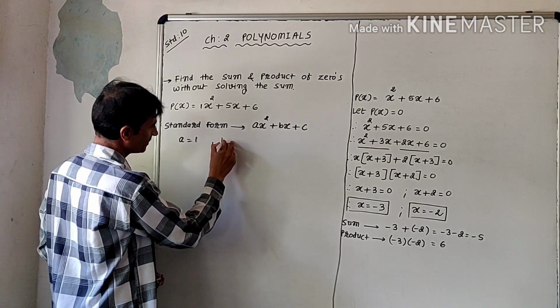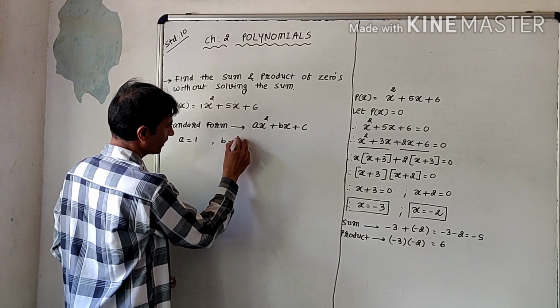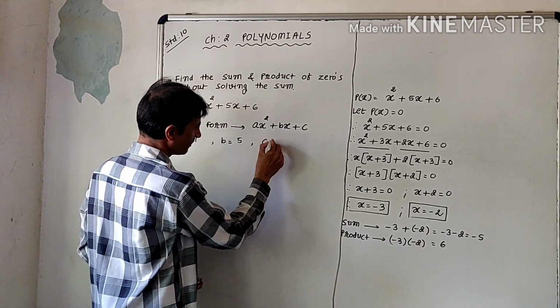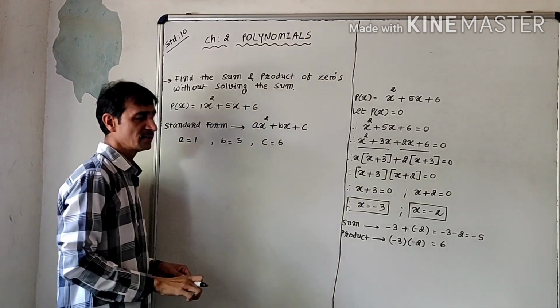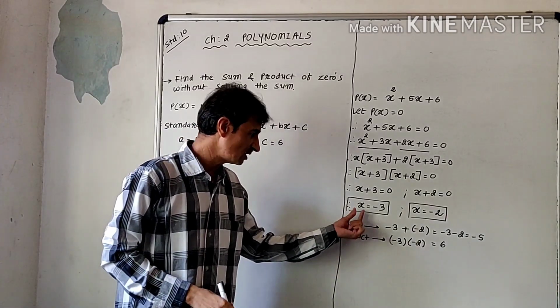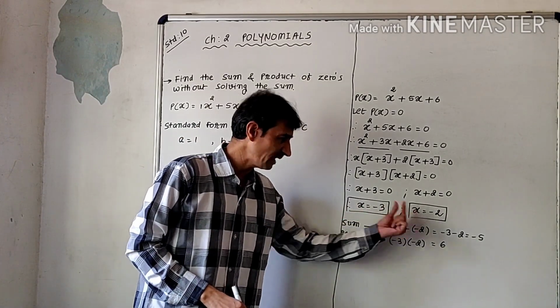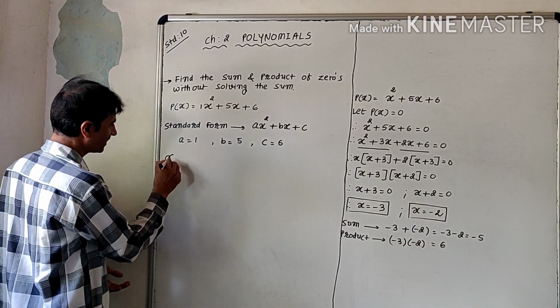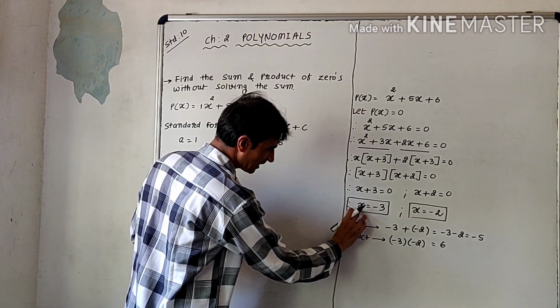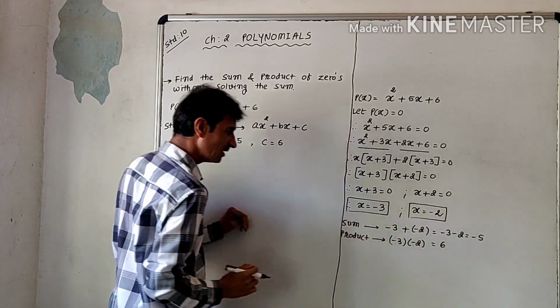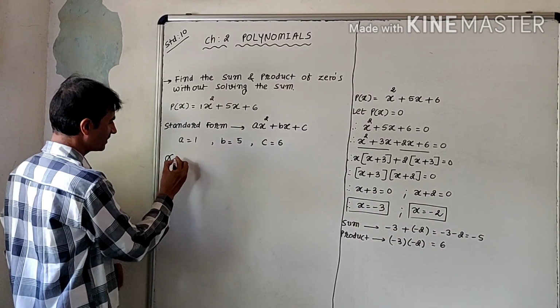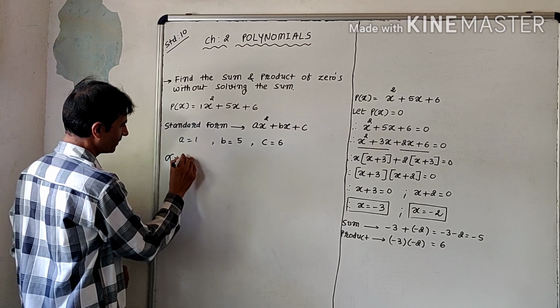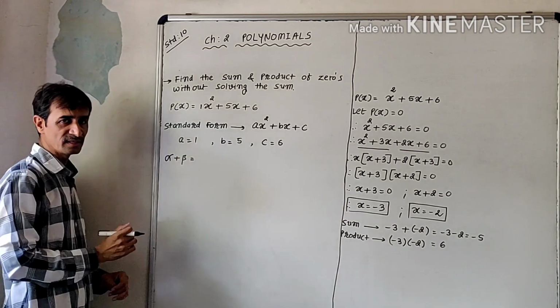Now you can see b is equal to how much? This is my 5, and now c is equal to 6. Now in this case, I have both the zeros. This is in the form of x and x. We can also know them by alpha and beta. We can say here this is the alpha and this is my beta. So I want to find out alpha plus beta, means what? The sum of the zeros.